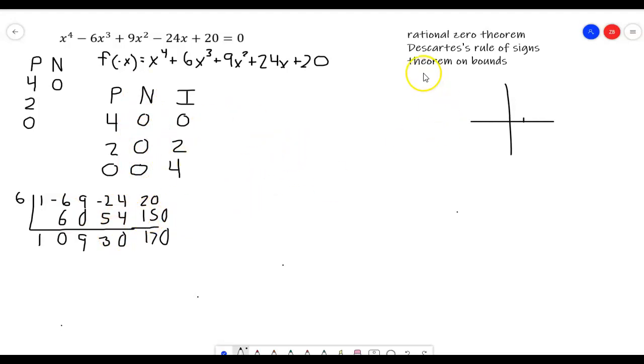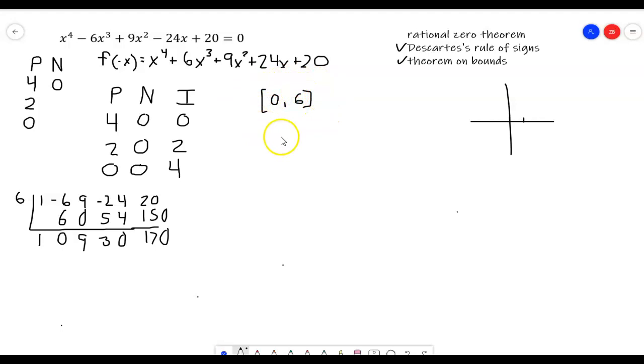So through the theorem on the bounds and the Descartes rule of signs, I know that all of my real roots have to be between 0 and 6. Right? Somewhere between here. Actually, I know they can't be 0, because if I plugged a 0 in here, I get 20, and I know that's not a root. But this is where all my roots are, somewhere in here.